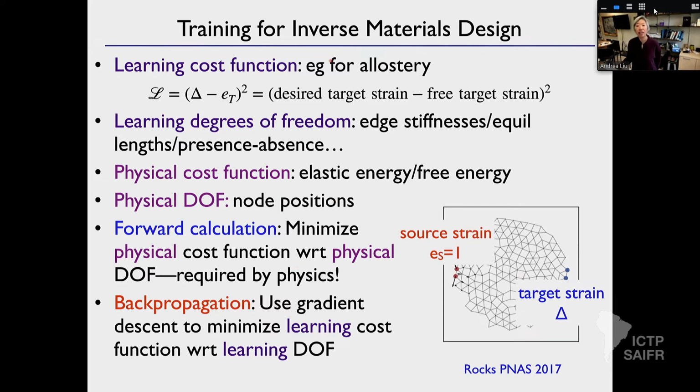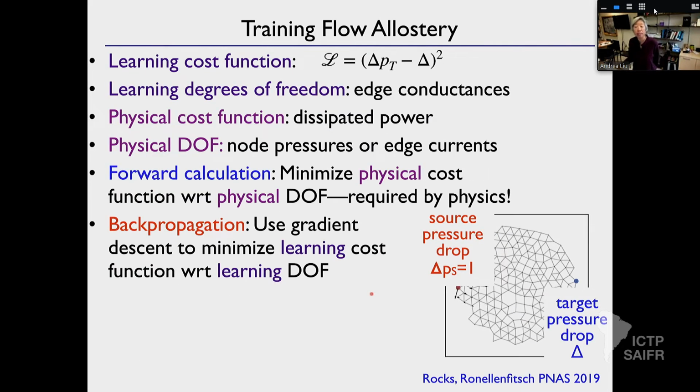And then I evaluate my learning cost function. And then I do something that's the equivalent of backpropagation. I use gradient descent to minimize the learning cost function with respect to the learning degrees of freedom. But at each step of backpropagation, I have to be in equilibrium according to the physical cost function. I have to be at the lowest elastic energy. I have to minimize that. So I always have to respect physics as I do this. Okay. But as long as you do that, you can then follow this and you can do it. And I showed you last time that it works.